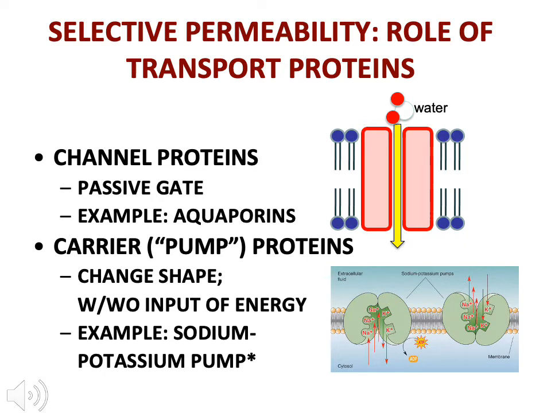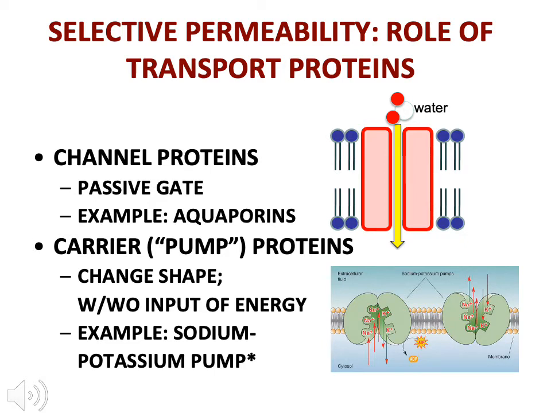Water is a polar molecule. Ordinarily, water would not be able to pass through those phospholipid molecules, but it does. The passage of water molecules across the membrane is absolutely critical to the survival of the cell. So we're going to find out there are special proteins called channel proteins that are going to function in the passage of water. You can think of them as like gates. A channel protein is a passive gate.